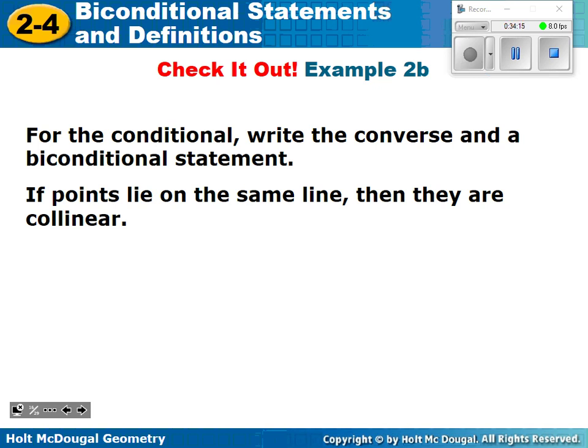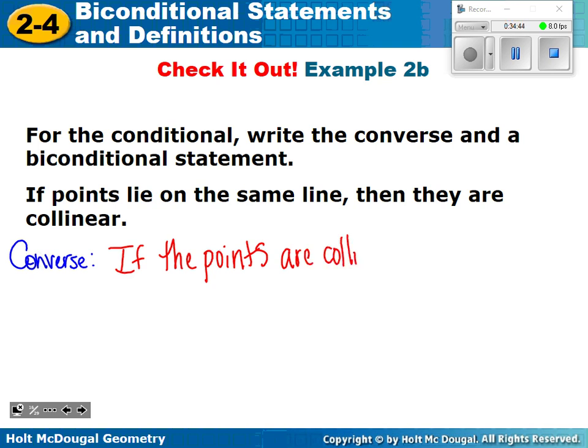This one says, for this conditional, write the converse and the biconditional. So now we're going to have to write the converse and then combine them to write the biconditional. So somebody tell me, what would the converse of this statement say? You got it. Everybody with me here? If the points, he identified what he's talking about, are collinear. So instead of saying if they are collinear, he went ahead and defined it. If the points are collinear, then they lie on the same line.